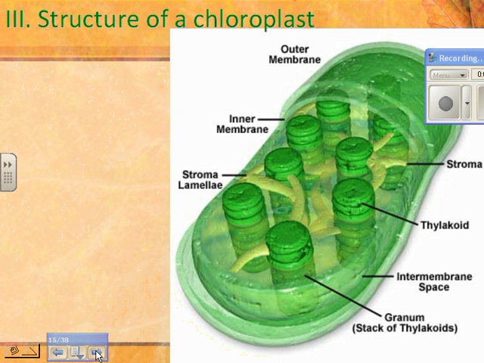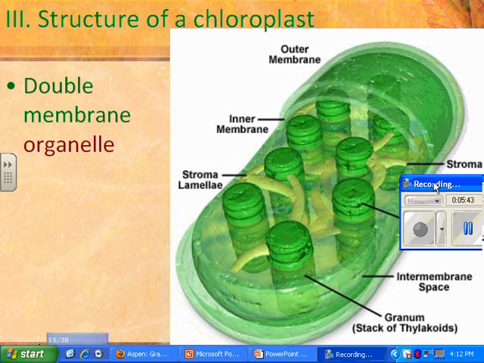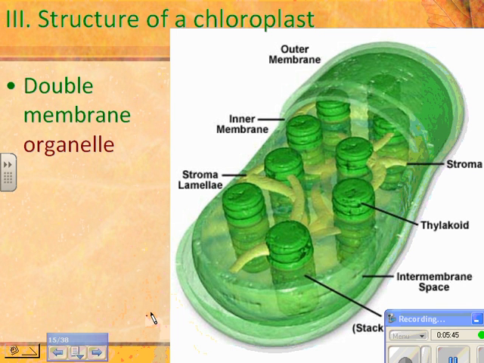And now we'll talk about the structure of a chloroplast. So here's a chloroplast. It's a double-membraned organelle. These are one of those incredibly cool organelles that we talked about in the beginning of the year that have some of their own DNA, and we think they evolved from bacteria that invaded a eukaryotic cell. So that's why they're double-membraned.